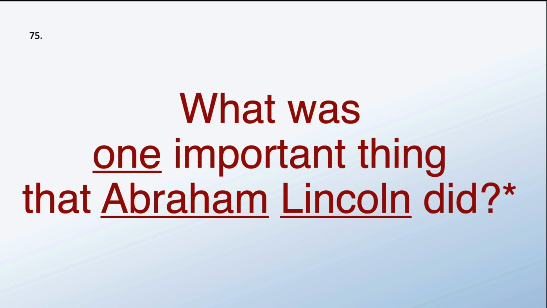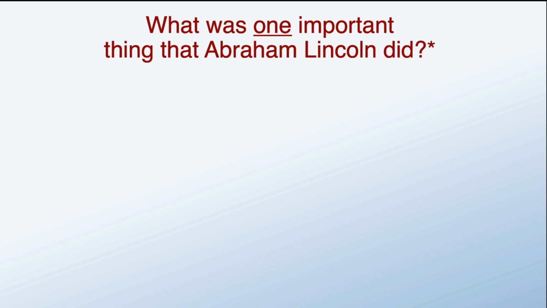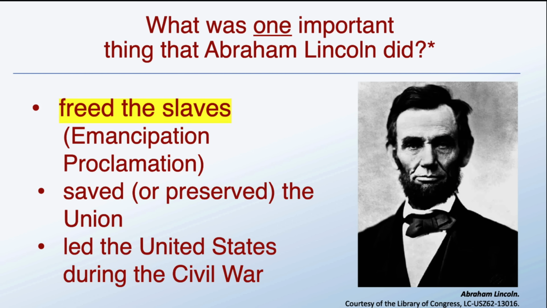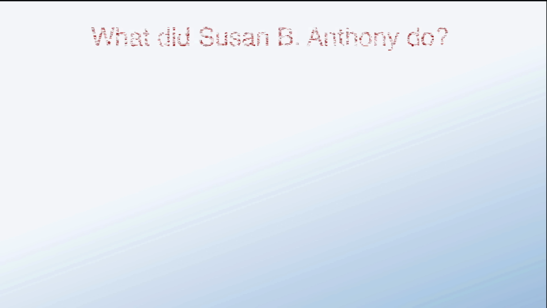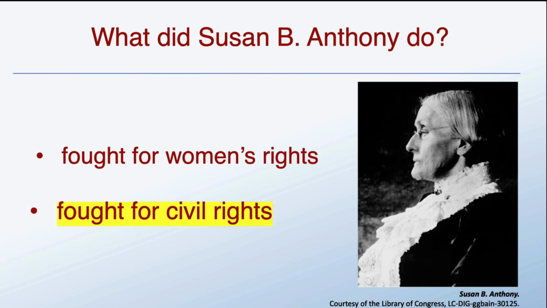What was one important thing that Abraham Lincoln did? Abraham Lincoln freed the slaves. What did Susan B. Anthony do? Susan B. Anthony fought for civil rights. You can also say she fought for women's rights.